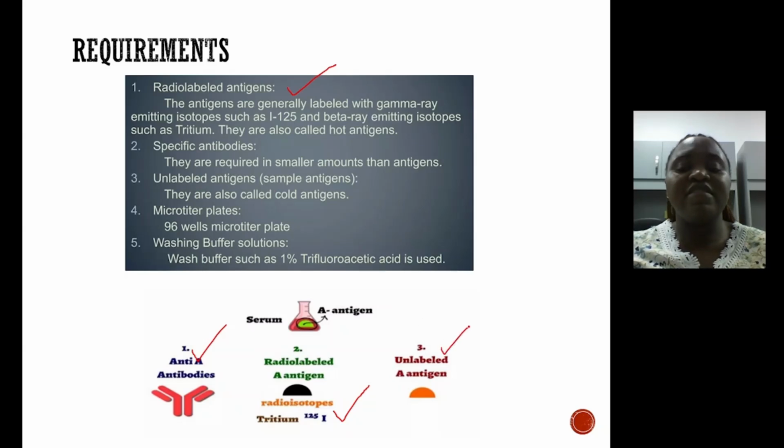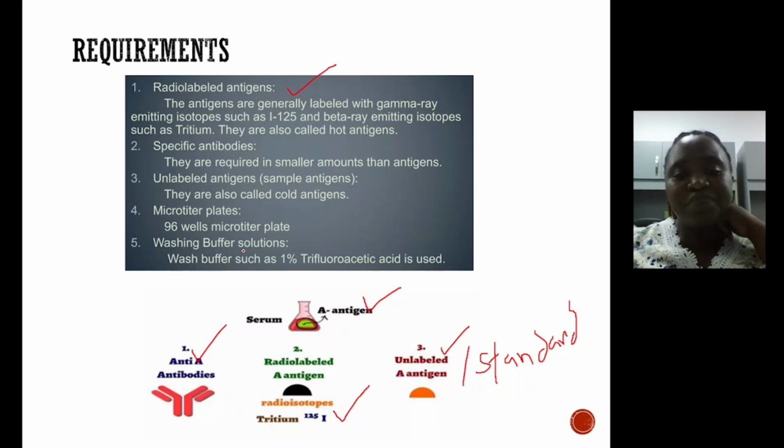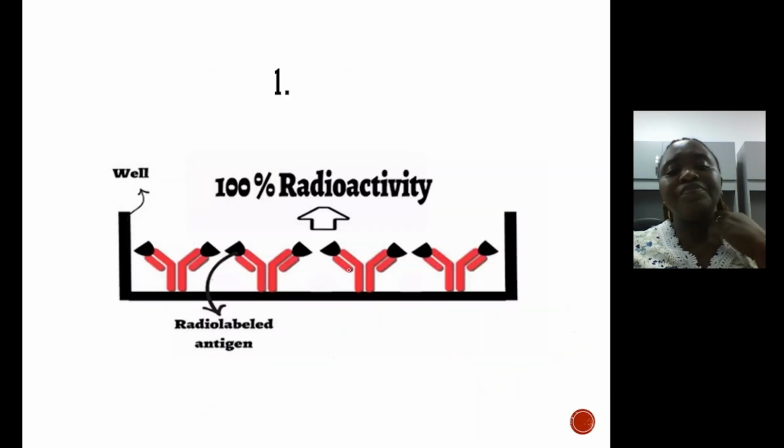So we have one that is bought or manufactured, and one that is coming from our sample. This is our sample. This is what you can call a standard, and standards usually have known concentrations. We need a microtiter plate, and we need washing buffers, such as 1% trifluoroacetic acid.